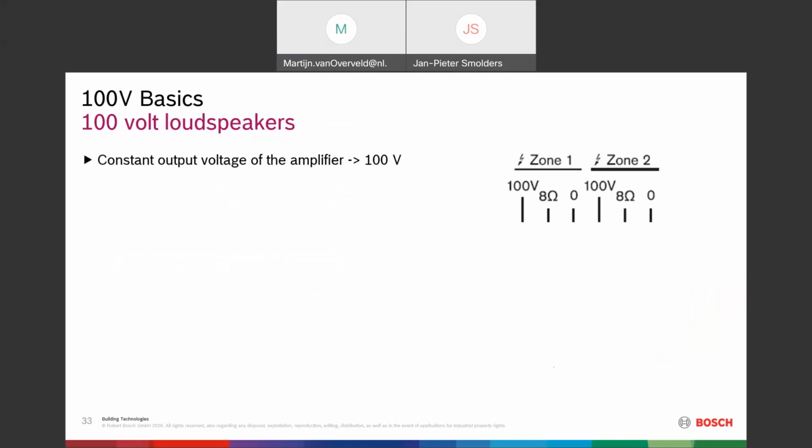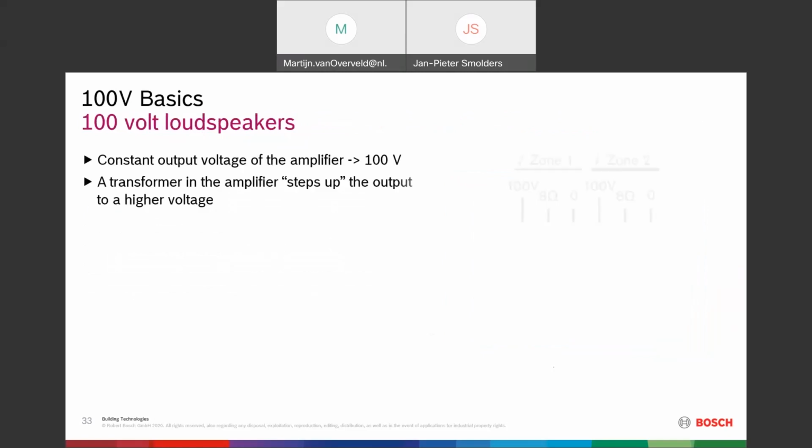Now, if you look at the 100-volt loudspeaker system, a 100-volt system amplifier has a constant output voltage of 100 volt. So that's easy to remember. What happens in the amplifier? In the amplifier, we will add a step-up transformer. So we have the same amplifier as we used in the example before, 120 watt amplifier, 31 volts at the output, and there we connect this step-up transformer, which will transform the voltage up to 100 volt, so to a higher voltage.